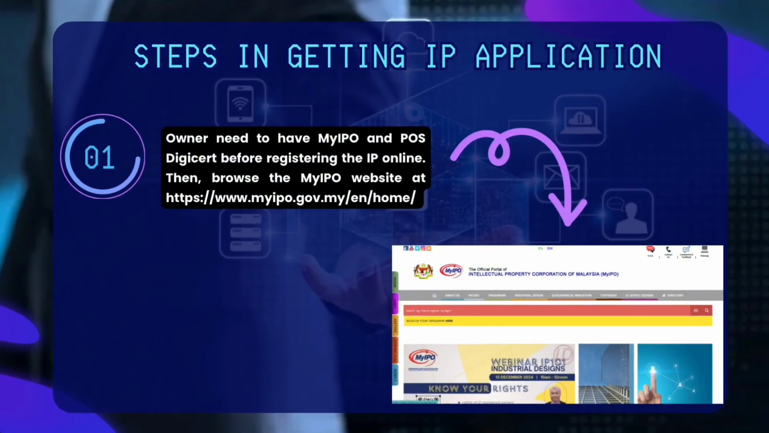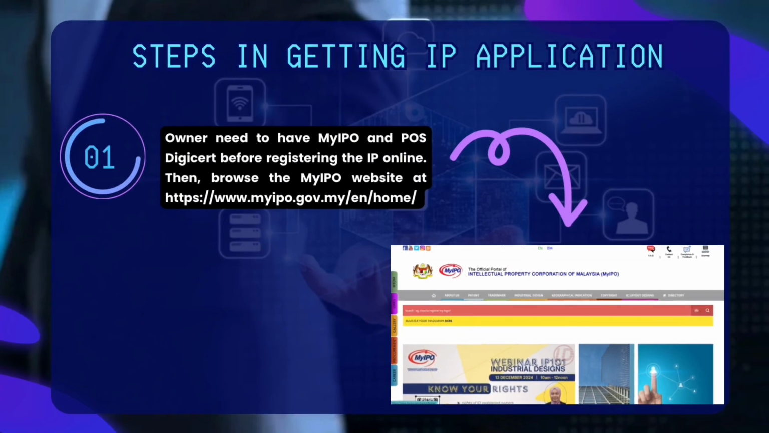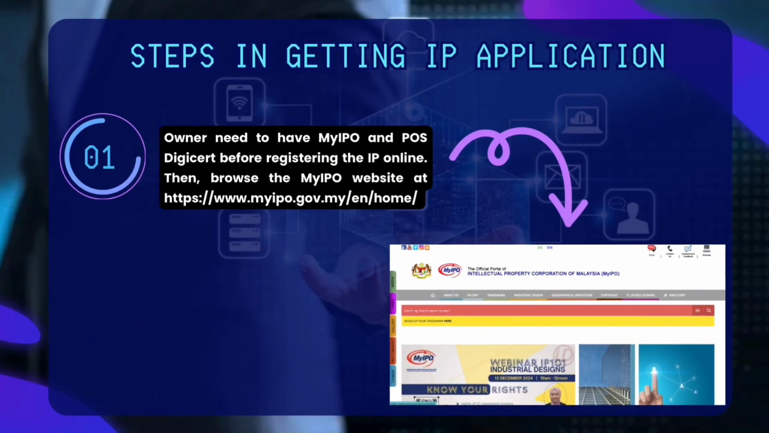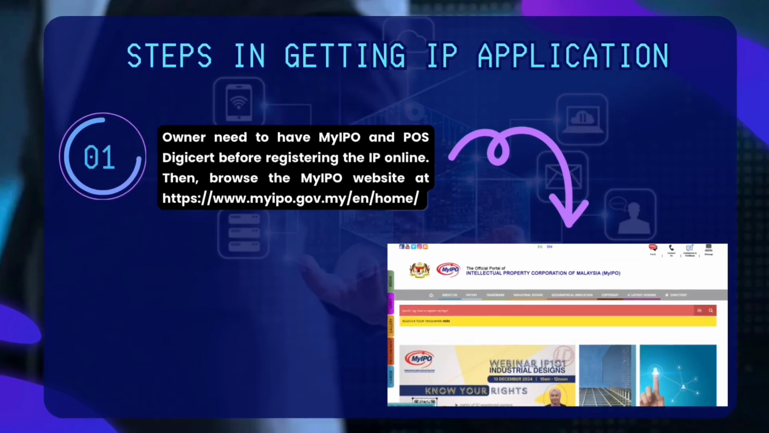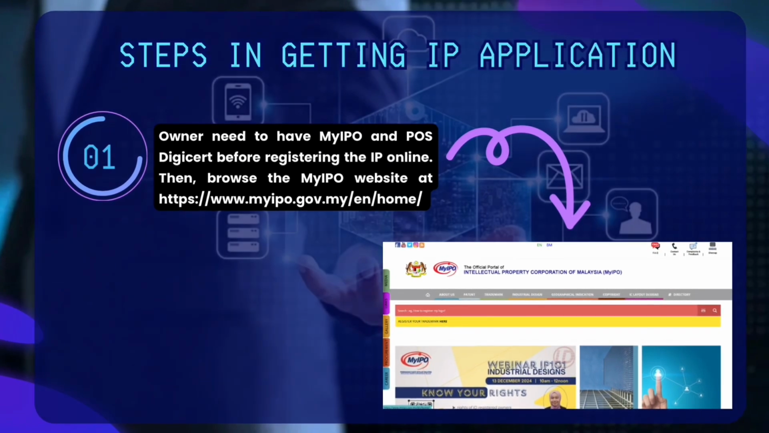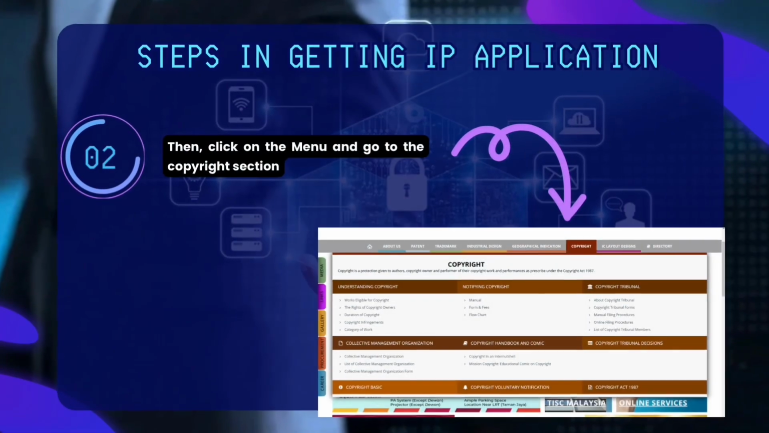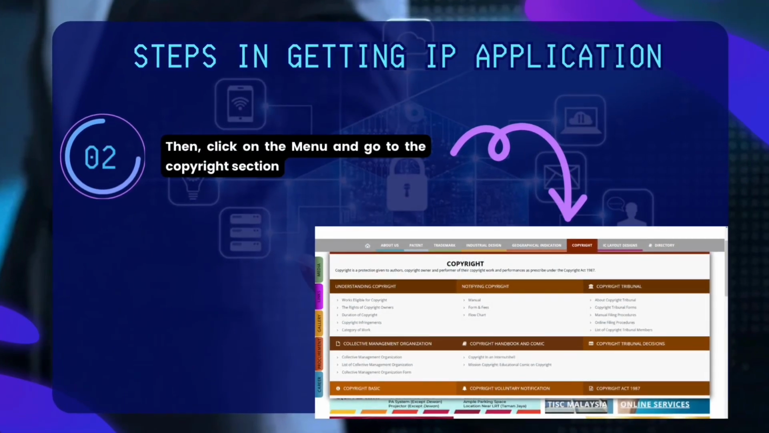First, the owner needs to have the MyIPO account and a post DigiCert before registering the IP online. Then, browse the MyIPO website. This is the home page for MyIPO. Then, click on the menu button and go to the copyright section.